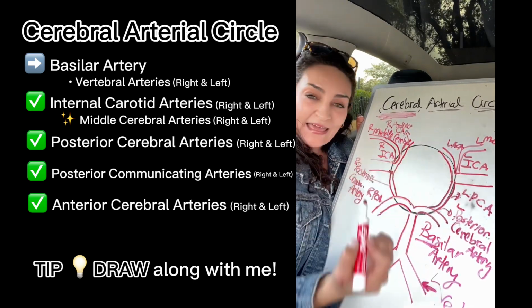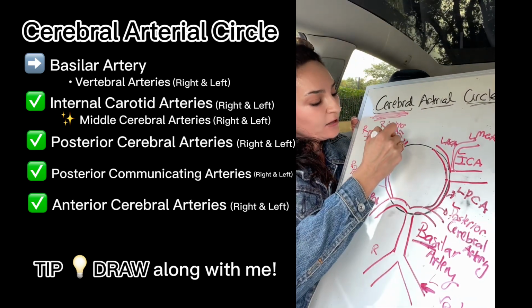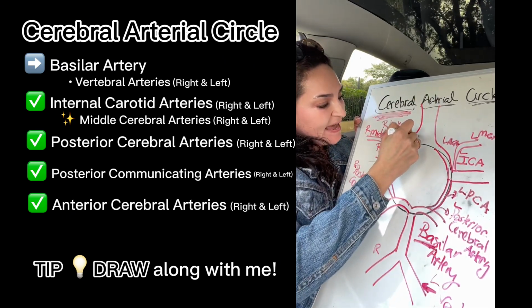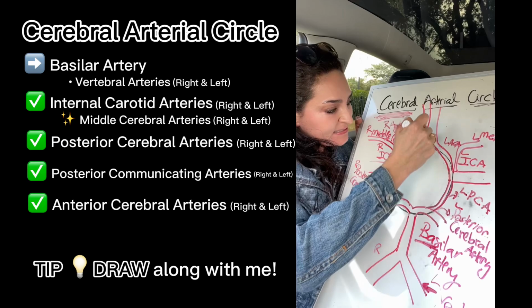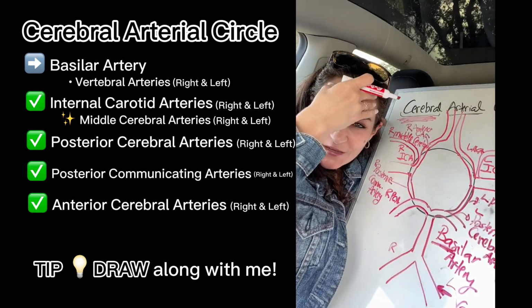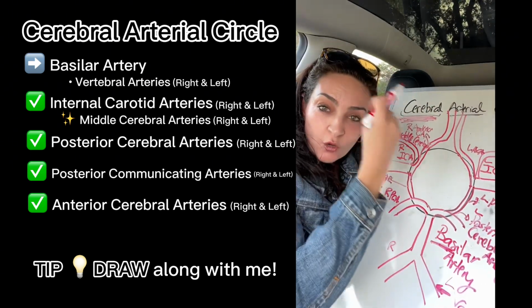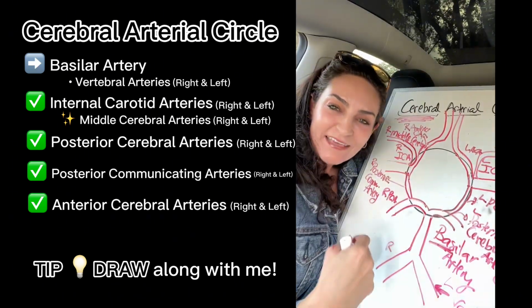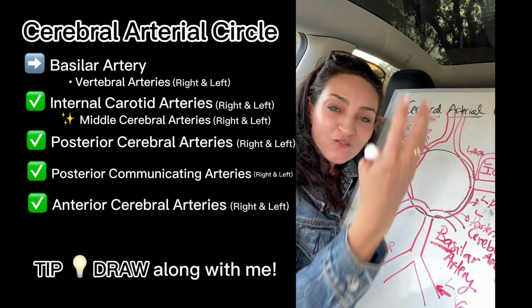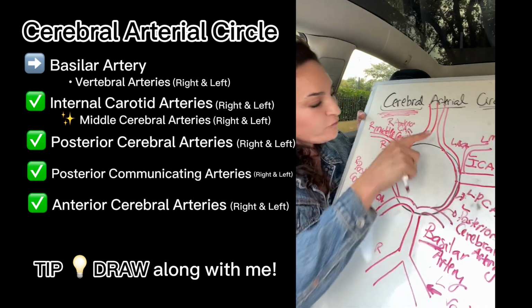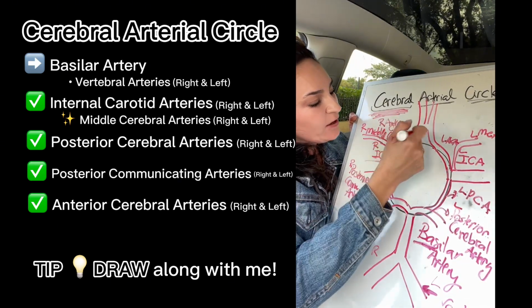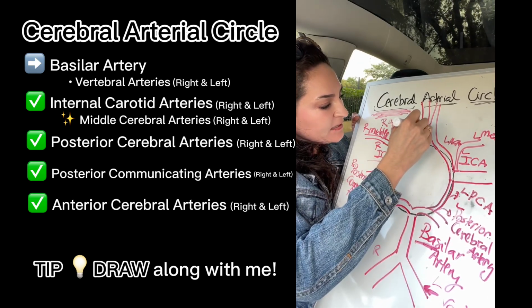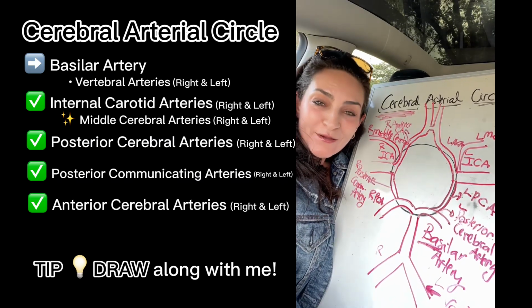The right and left anterior cerebral arteries run along the longitudinal fissure, which is the fissure that separates the right and left cerebral hemispheres. And this is the anterior aspect. So the anterior cerebral arteries are the ones going anteriorly, and they supply blood to your beautiful frontal lobe. And right here anteriorly, both the right and left anterior cerebral arteries communicate.